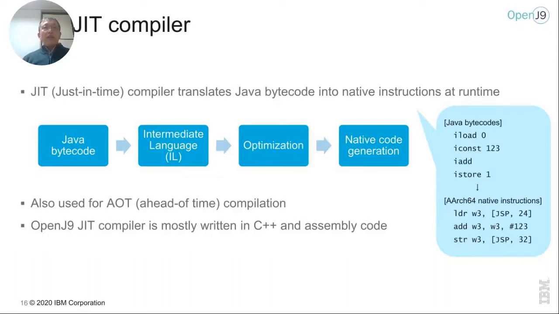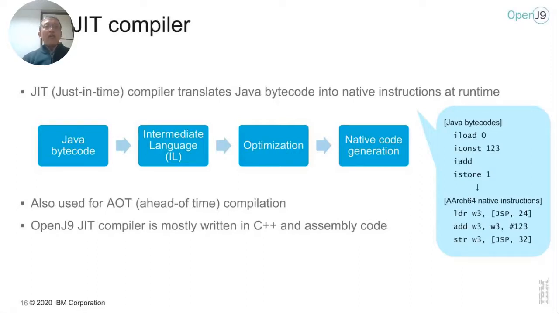I'd like to talk about the JIT compiler next. As you may know, JIT is short for just in time, and JIT compilers are popular these days, and they are used not only with Java, but in other environments like JavaScript and .NET and many other languages. In Java, the JIT compiler translates Java bytecode into native instructions at runtime. Look at the simple example on the right side, translating 4 bytecodes into 3 native instructions.